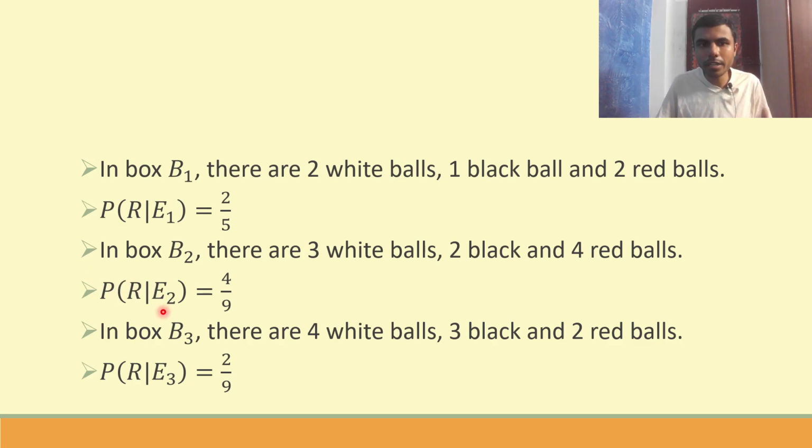Now, P of R by E2, what exactly it means is, first E2 has occurred. E2 means what? We selected box B2. Next, in that box, we needed to get a red ball only. Red ball out of how many? 4 out of 9. So, probability of getting a red ball is 4 by 9.